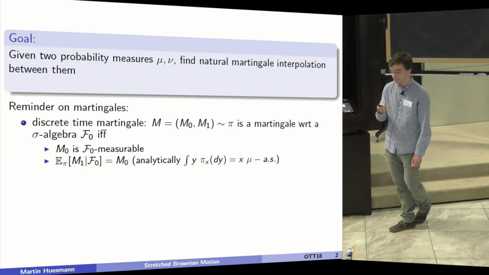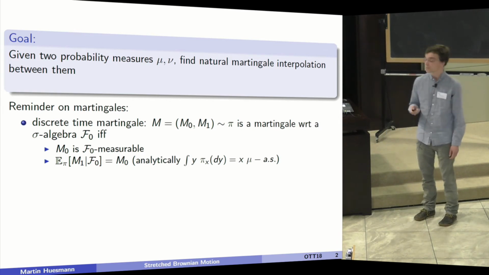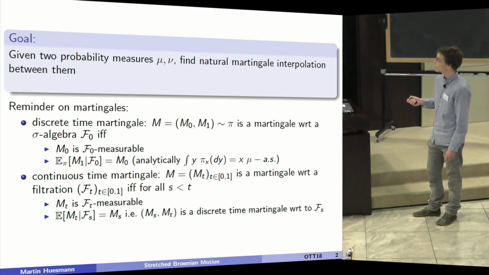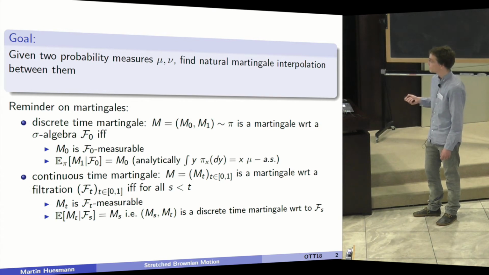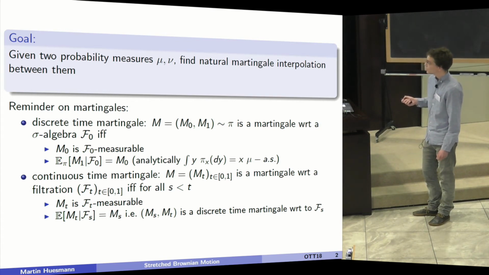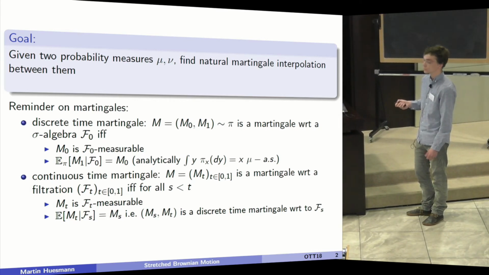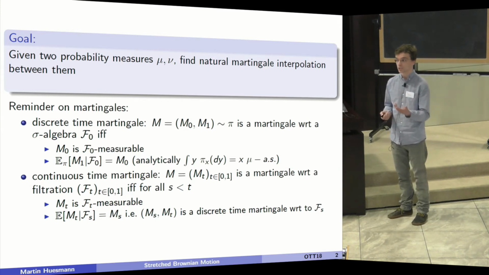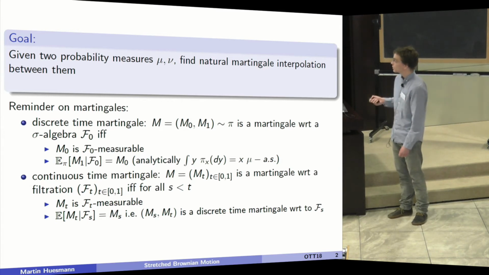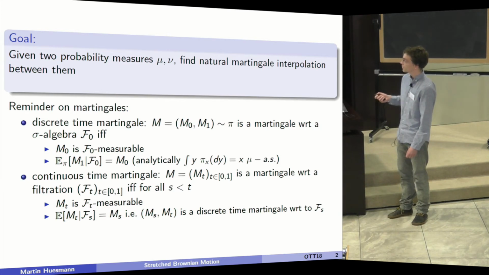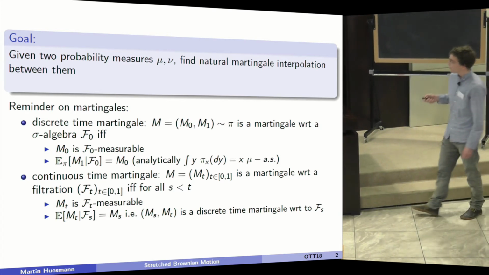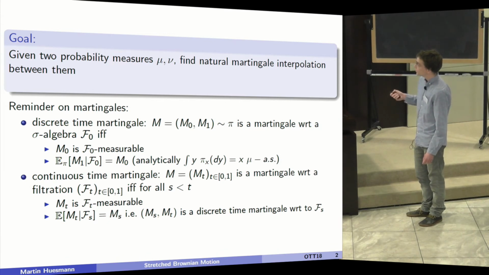Now this is a discrete time martingale. What I'm interested in are continuous time martingales, so a full process that is continuous in time. This is a martingale if for all times s and t, the process (Ms, Mt) is a discrete time martingale. So for all s and t, the conditional expectation of Mt with respect to Fs is Ms, or, if you like, the L2 projection on the space of Fs measurable functions is Ms almost surely. Given two measures, I want to find a natural martingale between them.